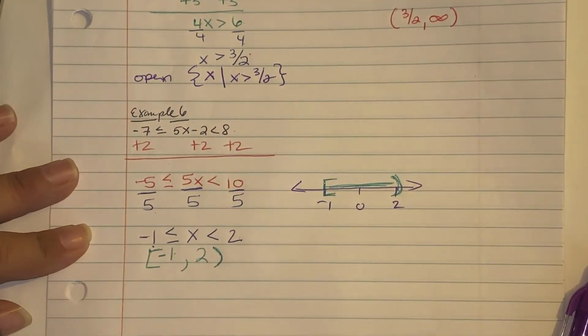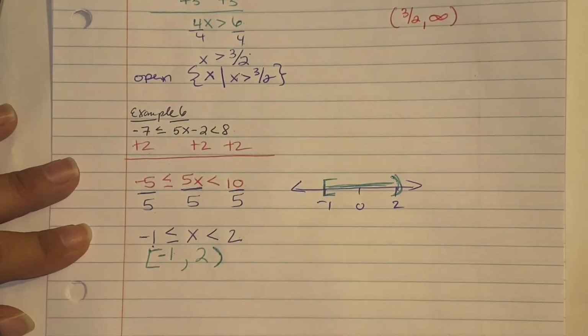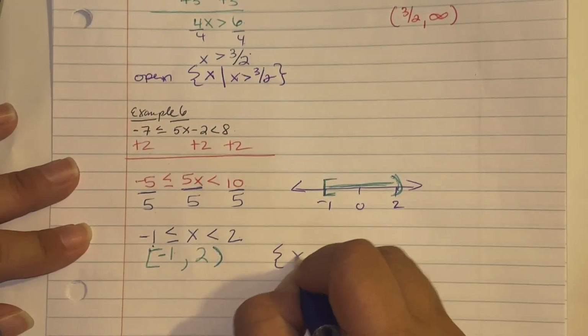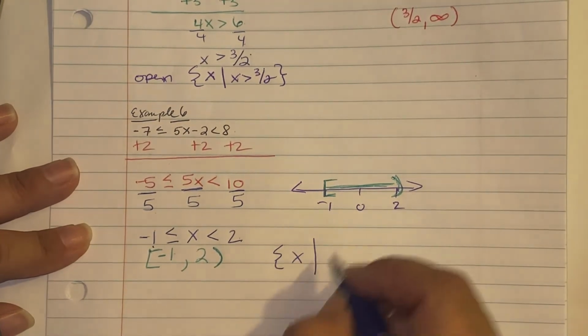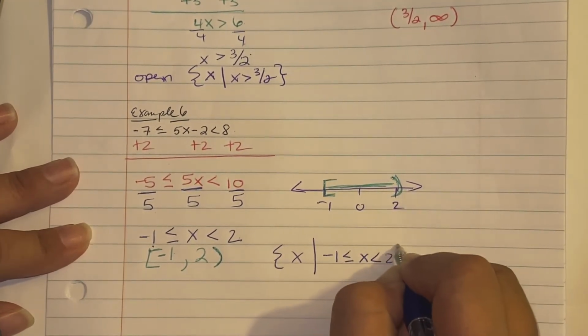When you put set builder, it's a variable x, if and only if -1 is less than or equal to x, less than 2, close your brace.